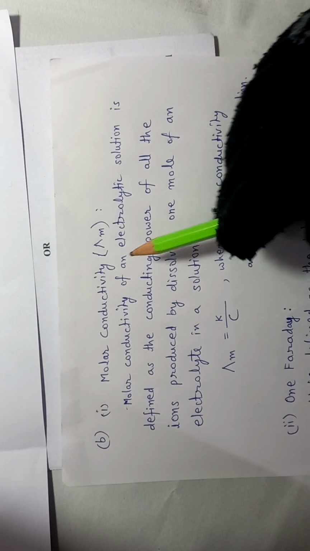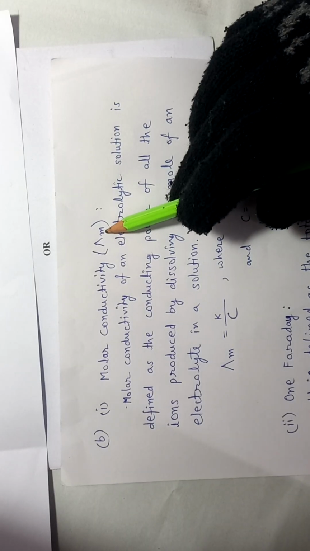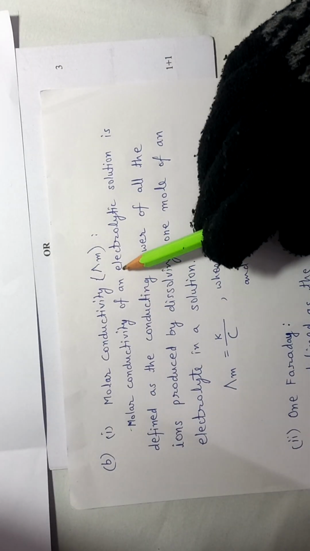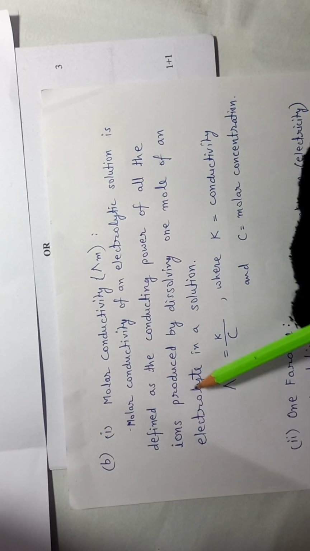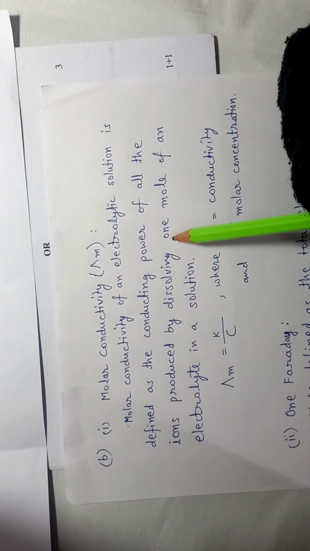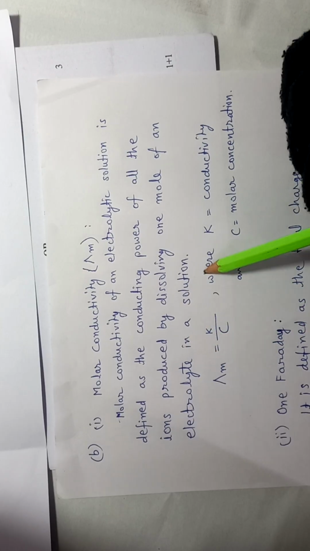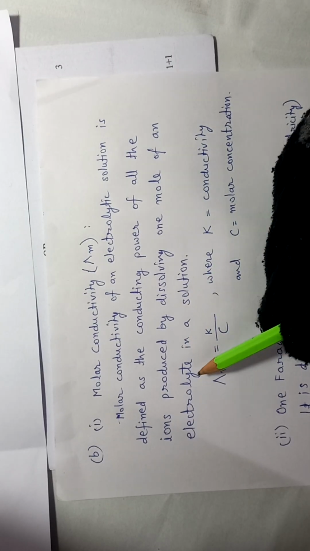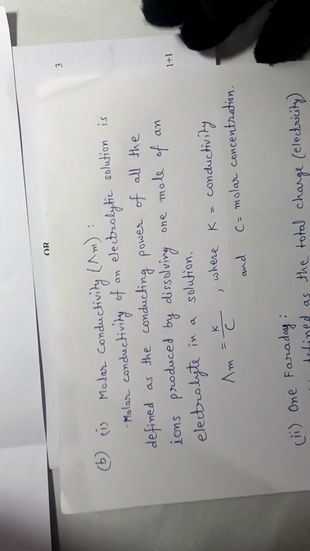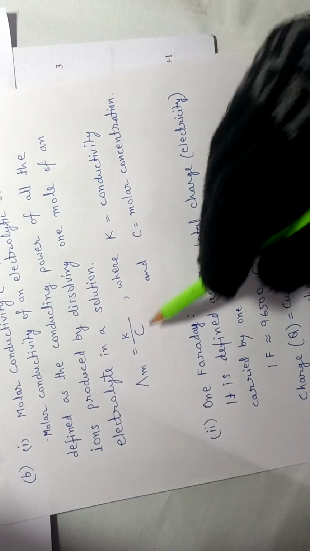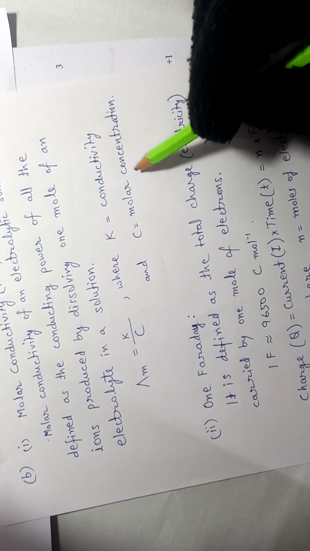And next, students, define molar conductivity and 1 Faraday. These are also very important questions. You see molar conductivity, it is denoted by lambda m. Molar conductivity of an electrolytic solution is defined as the conducting power of all the ions produced by dissolving 1 mole of the electrolyte in the solution. So all the ions produced from 1 mole of electrolyte, that is its molar conductivity, and it is equal to kappa by C, where kappa is conductivity and C is molar concentration.